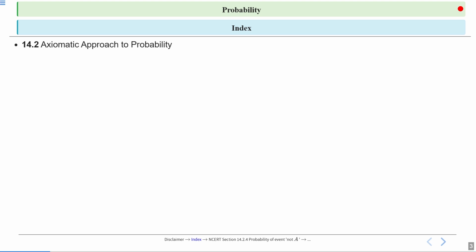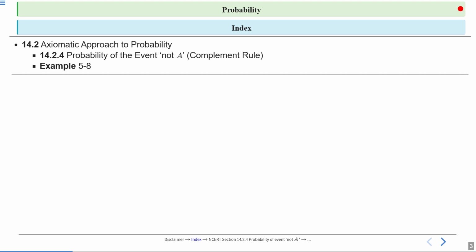So first we will discuss the probability of the event not A. Not event A is also called the complement event. So we will discuss the probability of the event not A, that is called the complement rule. And then we will discuss examples 5 to 8.